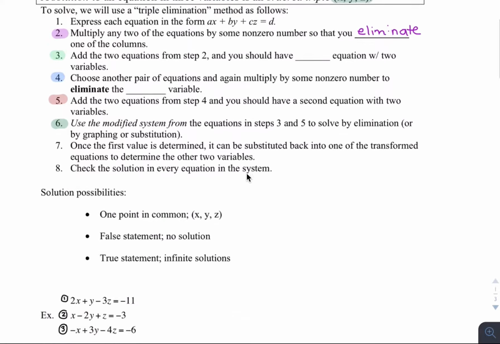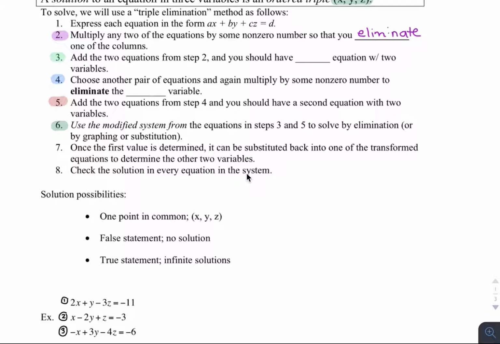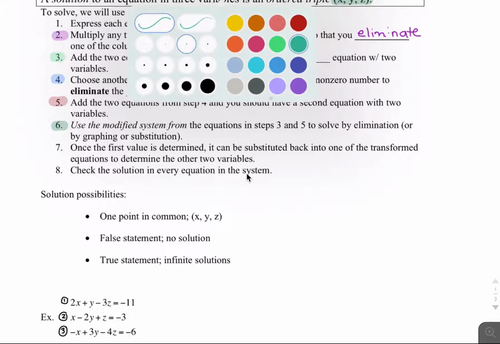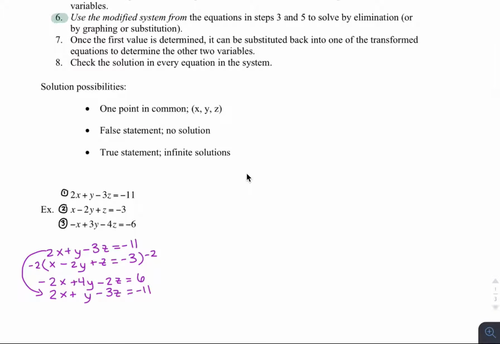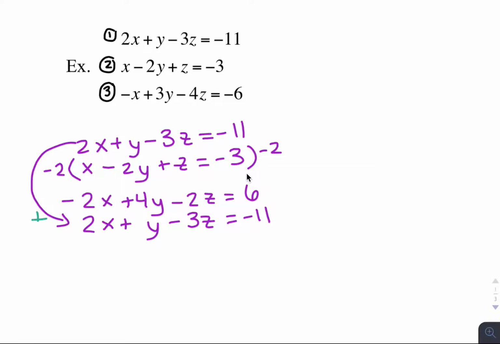Okay, so now we're on step 3. Add the two equations from step 2, and you should have one equation with two variables. So we're going to add these two. Negative 2x plus 2x is 0, which is what we wanted to eliminate the x's. 4y plus y, 5y. Negative 2z minus 3z is negative 5z equals 6 plus negative 11, negative 5.